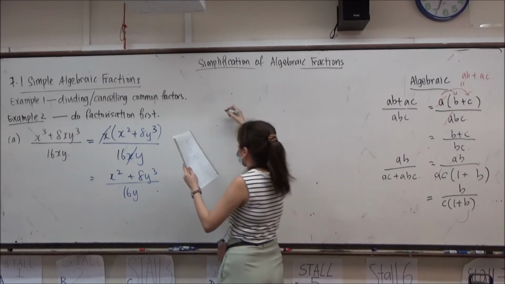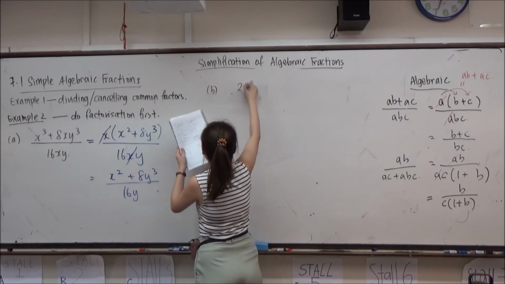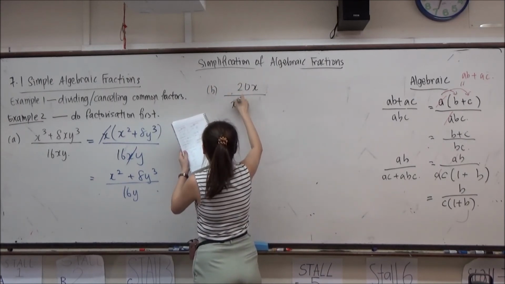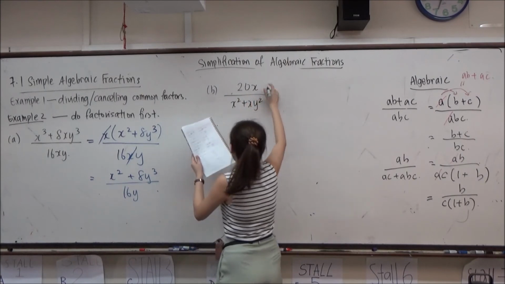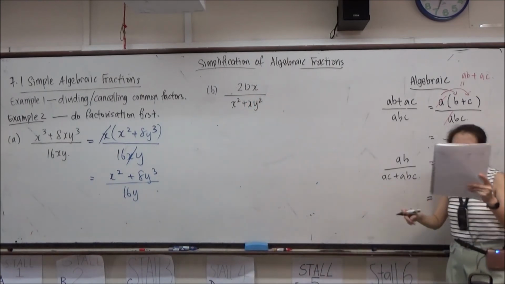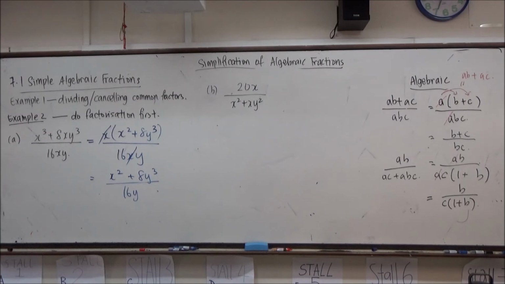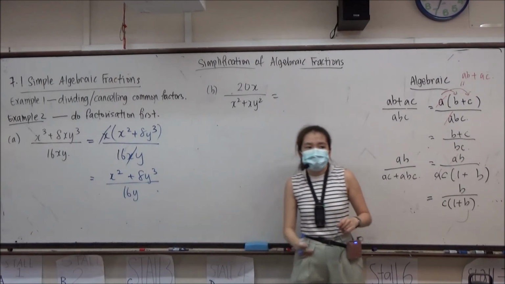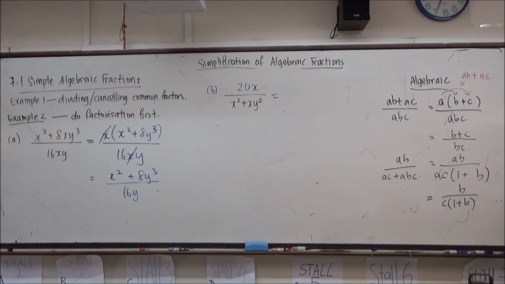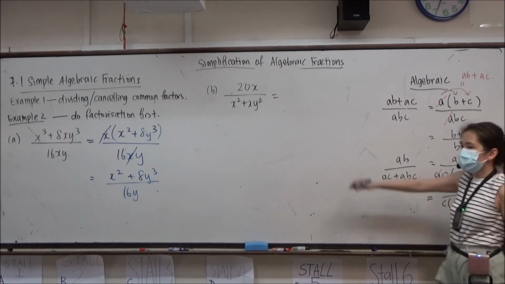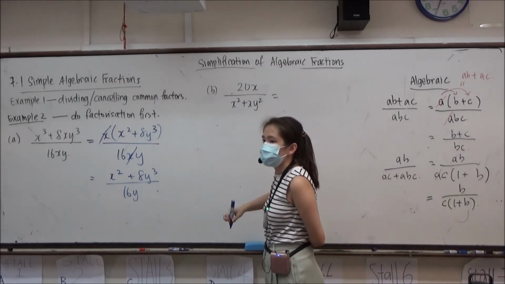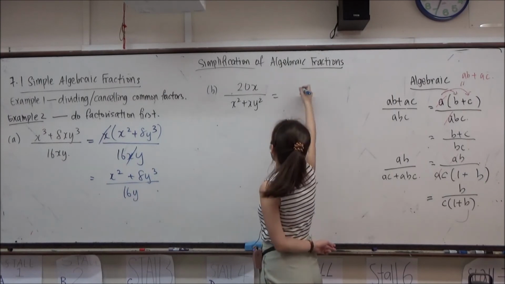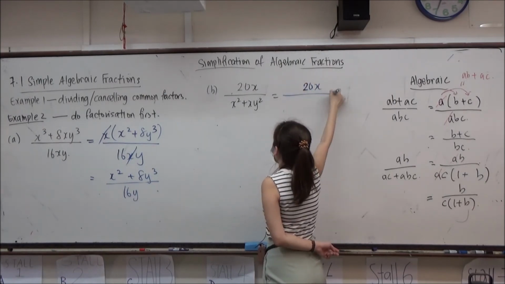Now let's look at part E. We have 20x over x squared plus xy squared. Okay? How should I deal with this? Howard, is there anything to work on at the top of the fraction? No? Okay. What about at the bottom?